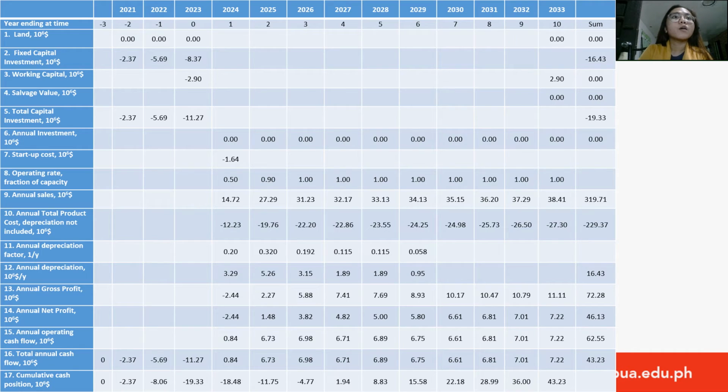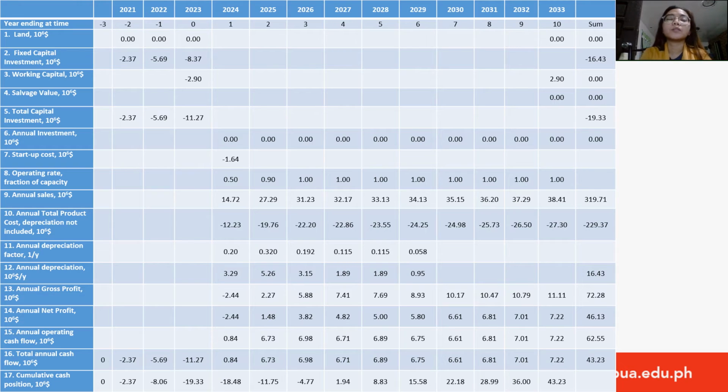The fixed capital investment or the FCI is calculated and adjusted to account for a 0.03 per year inflation rate. The cash flow values for the FCI, working capital, and total capital investment are all negative as presented in the table. This is because more money was required to be spent on the plant's construction as well as the purchase of materials and equipment during the specified time period.